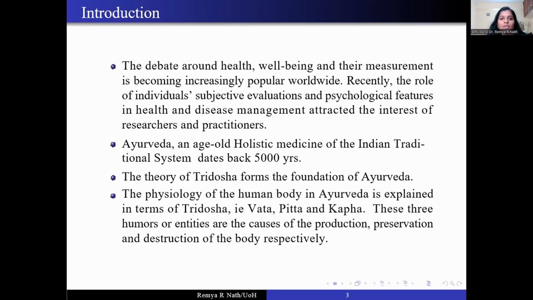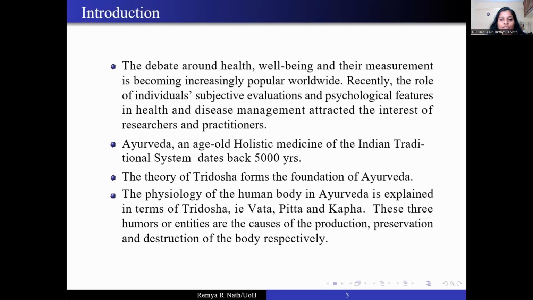Introduction. The debate around health, well-being and their measurement is becoming increasingly popular worldwide. Recently, the role of individual subjective evaluations and psychological features in health and disease management attracted the interest of researchers and practitioners. Ayurveda, an age-old holistic medicine of the Indian traditional system, dates back 5,000 years. The theory of Tridosha forms the foundation of Ayurveda.